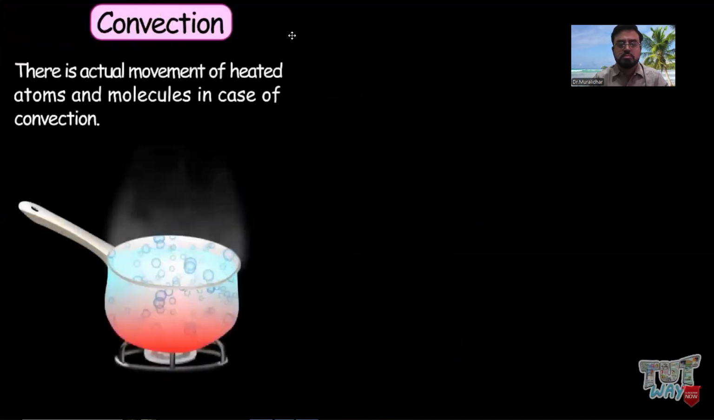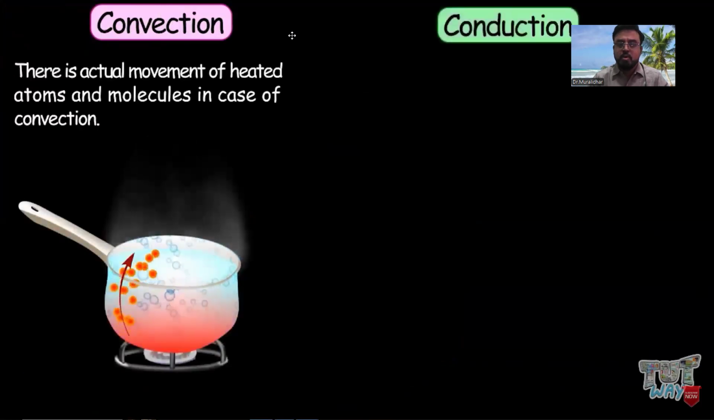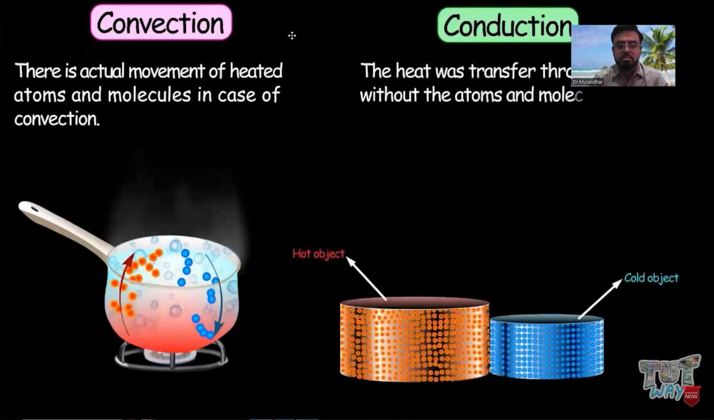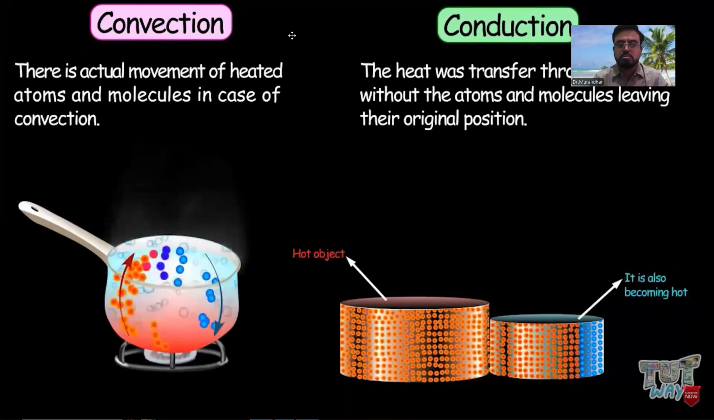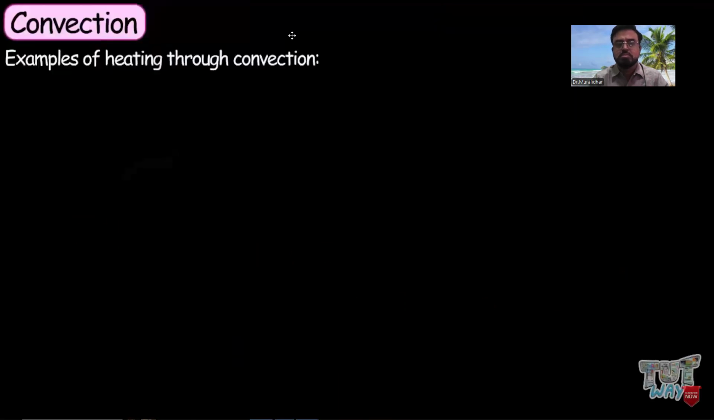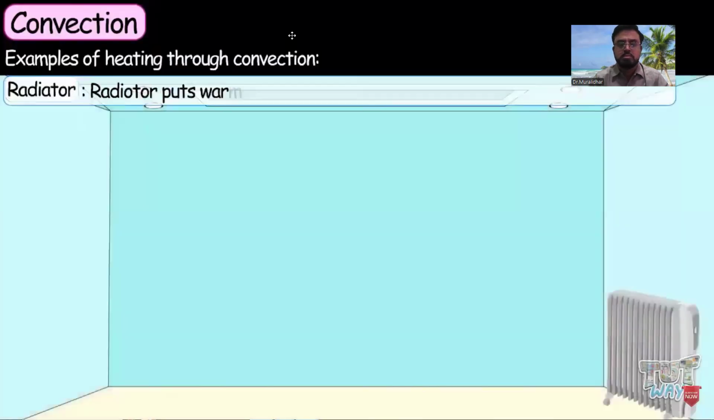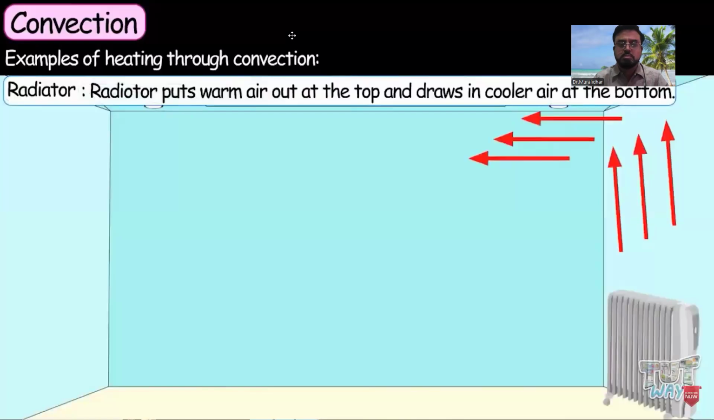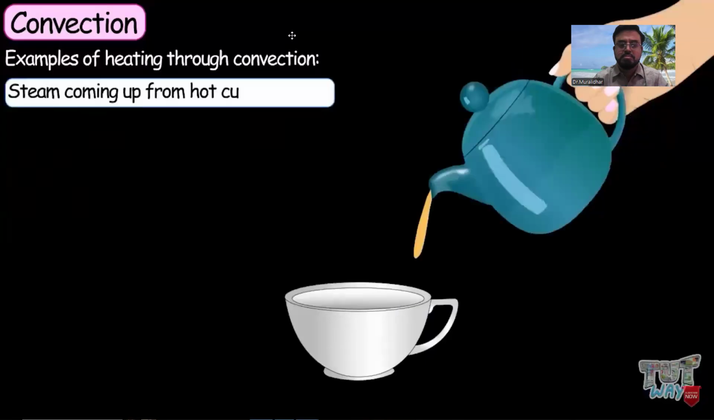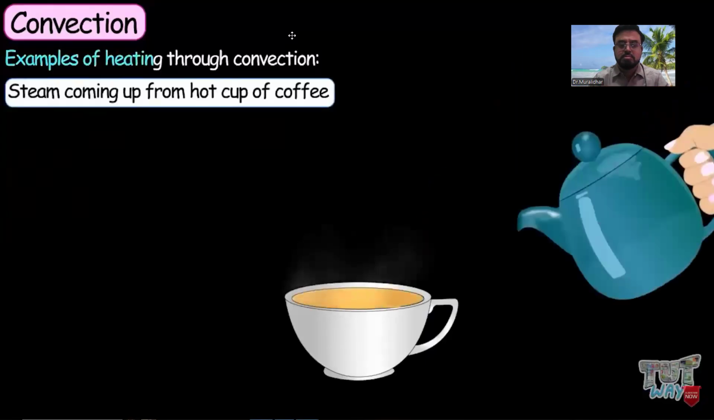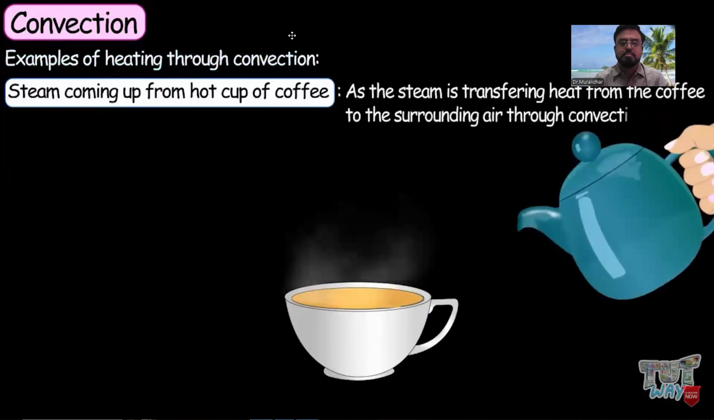So here is the actual movement of heated atoms and molecules, whereas in conduction, the heat is transferred through vibration. Atoms or molecules do not leave their original position. Now let's have some examples of heating through convection. Radiator. The radiator puts warm air out at the top and draws in cooler air at the bottom. Steam coming from a hot cup of coffee is an example of heat transfer through convection, as the steam is transferring heat from the coffee to the surrounding air through convection.